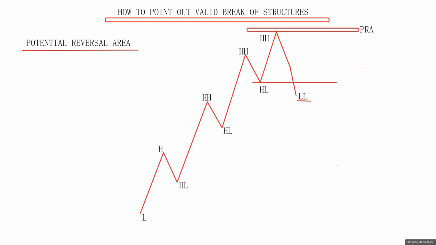61.8 Fibonacci levels. They could be, in this case, resistance levels. They could be support levels. They could be support on resistance or resistance on support. They could be trend line levels. All of these things could ascertain a PRA.